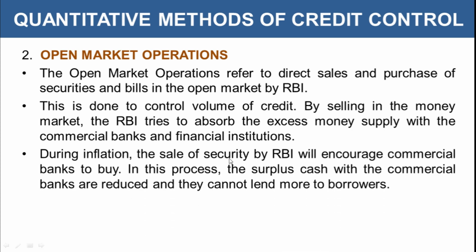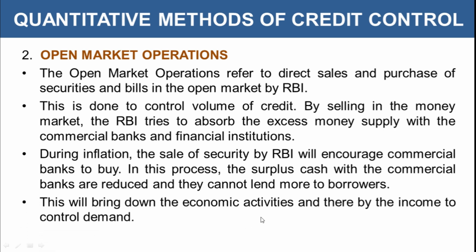During inflation, the sale of securities by RBI will encourage commercial banks to buy. In this process, the surplus cash with the commercial banks is reduced and they cannot lend more to the borrowers. I already mentioned that. This will bring down the economic activities and thereby the income, to control demand. And when the demand is controlled, the prices will be in control and thus the situation of inflation will be in control.